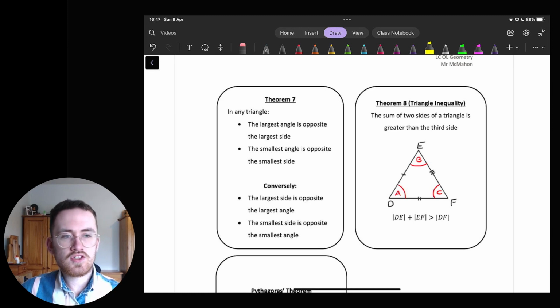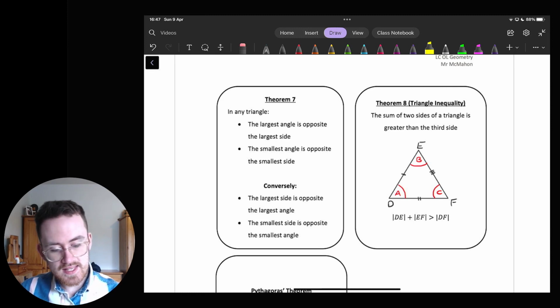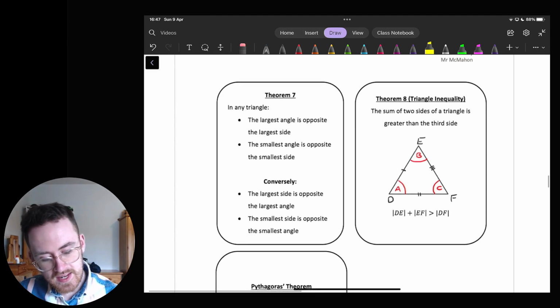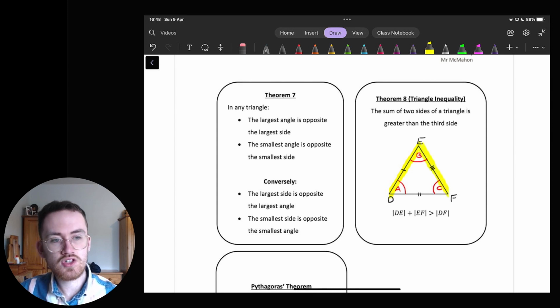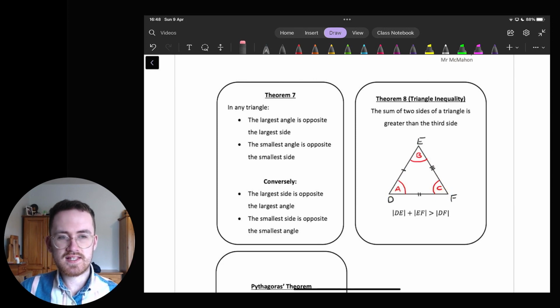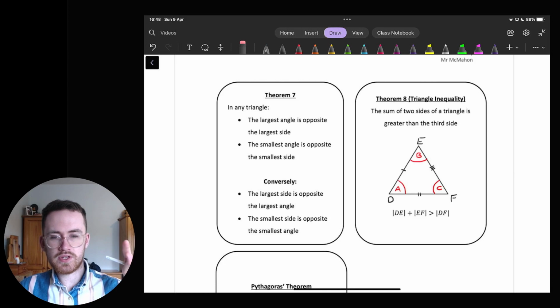Theorem 8 is called the triangle inequality, and what it means is that adding up the length of this side, DE, plus the length of this side, EF, should be bigger than the length of DF, this side here. Again, it makes sense that if we go straight from one point to another point, that should be smaller than going up and then down, up and around.